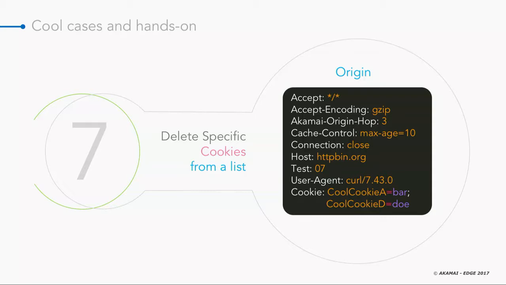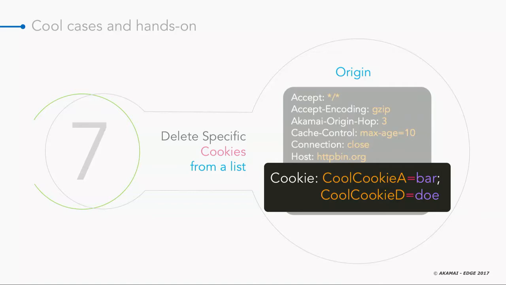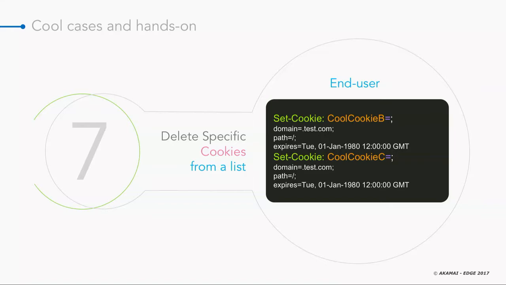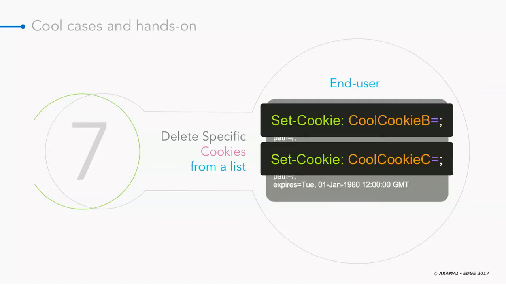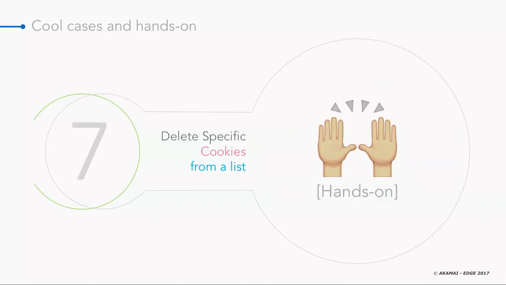This is what the origin is getting. As you can see, it's getting cookie A and D, so B and C were removed. And from the end user's perspective, what we are getting is a set cookie for cookie B and cookie C with an empty value and an expiration date, which is 1980. So the cookie is going to be removed, right? So we are removing the cookie not only to the origin, but at the end user, right? And all this using variable support on Property Manager.